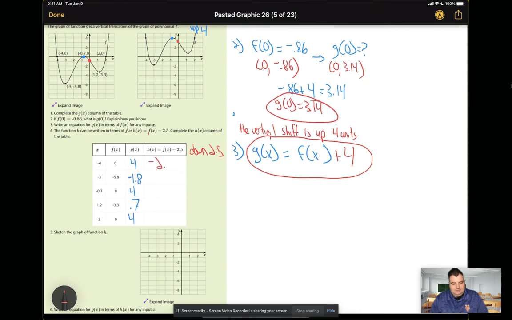So that will be negative 2.5. This one's going to be negative 5.8 minus 2.5, so this will be negative 8.3. This one will be 0 minus 2.5, so negative 2.5 again. This one will be negative 3.3 minus 2.5, so negative 5.8. And then this one, once again, will be 0 minus 2.5. And that's it for number 4.